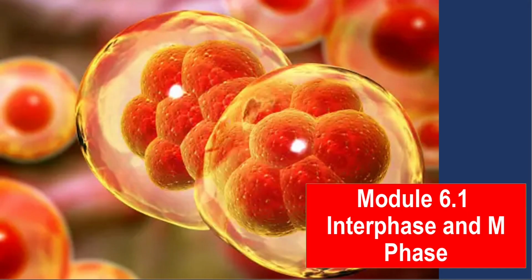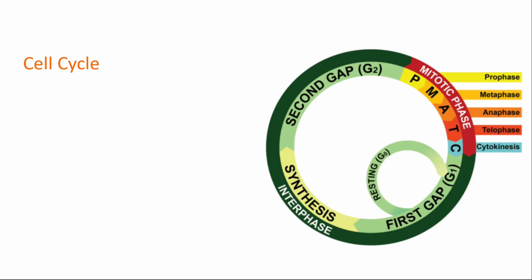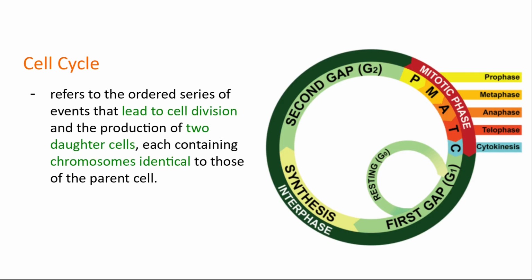So let's start with module 6.1, which is interface and F-phase. You're very familiar with this. So when we talk about the cell cycle, of course you already know that this is leading to cell division and then production of two daughter cells, and the chromosomes will be identical. So that will be the characteristics of the cell cycle.